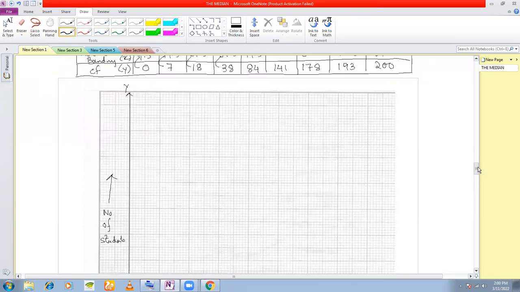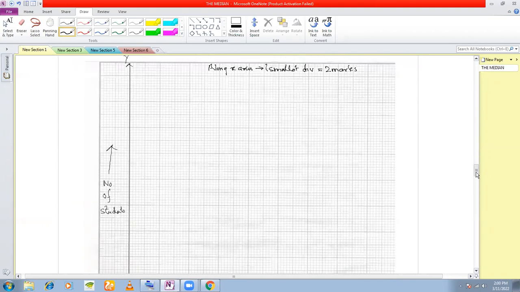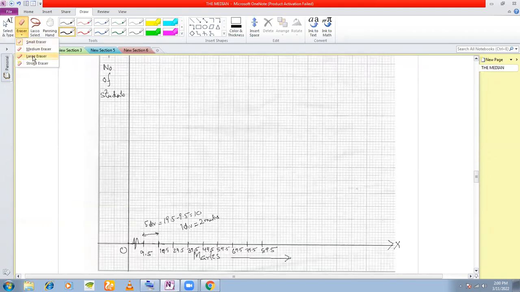So we're going to write here along the x-axis: one smallest division is equal to 2 marks.